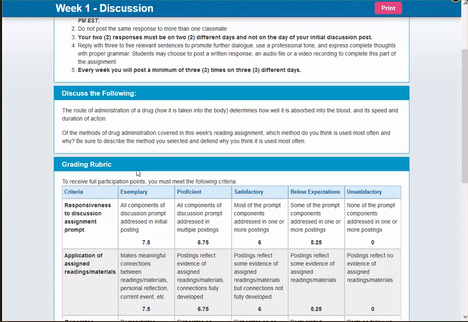So use this grading rubric to help guide your post. Make sure you're answering all of those questions. So here's one. Which method do you think is used most often and why? So there's your second question. Here's another. Be sure to describe the method you selected. So whatever method you select, give a description, and then again, defend why you think it's used most often. You've told us why, but now elaborate on that. Defend why you think it's used most often.